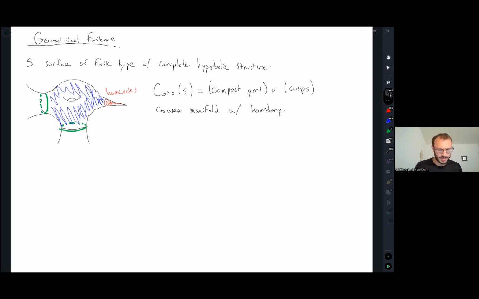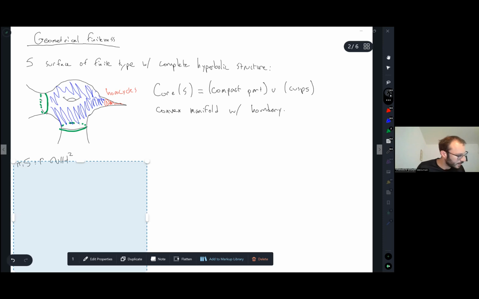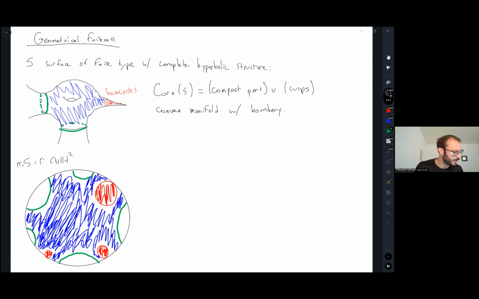Okay, so actually, what does that mean? What does it mean to have a convex manifold with boundary? Well, here's one way to understand this. The fundamental group of this surface, which I'm going to call gamma, acts on the hyperbolic plane. And here's a picture of the universal cover, so that means that the hyperbolic plane is identified with the universal cover of the surface. These green geodesics lift to curves in the universal cover, and we can actually understand the universal cover of this convex core from this picture.